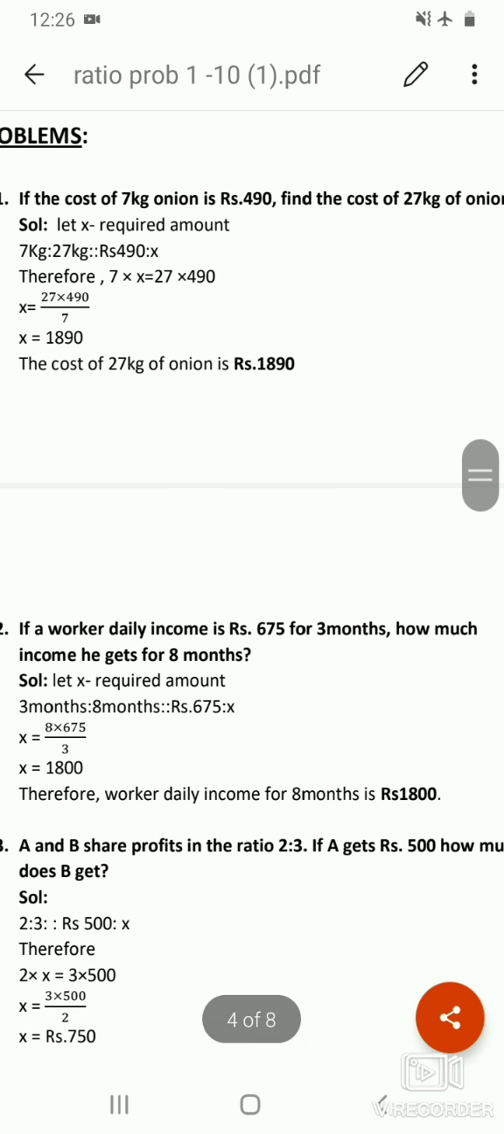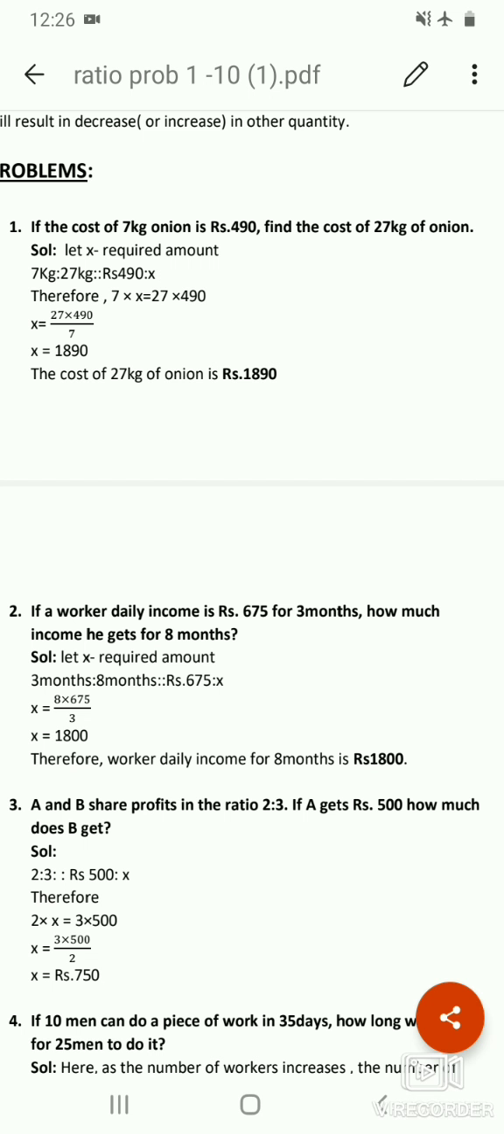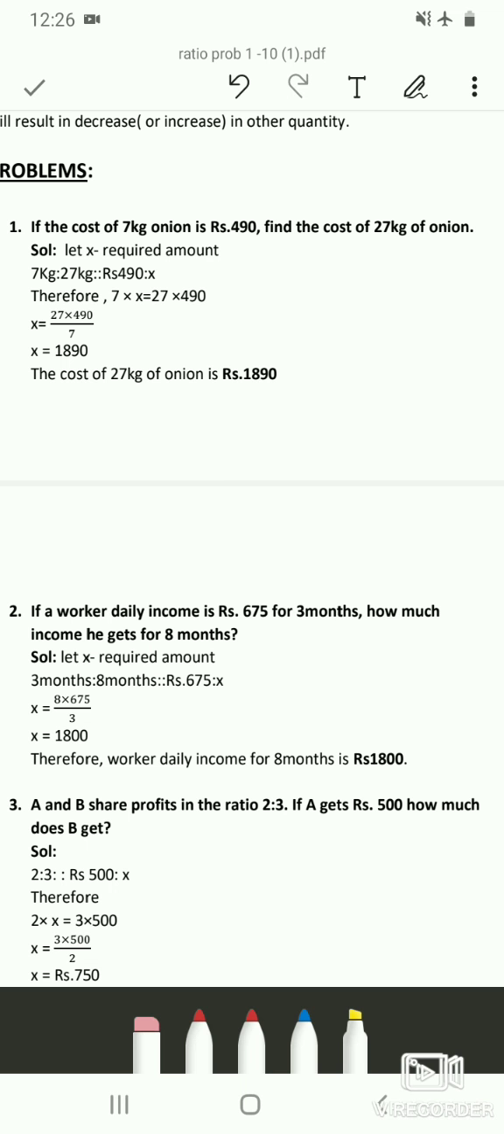kgs of onion. So here you can see this problem is an example of direct proportion. That is, as one quantity increases, the other quantity also increases. So here for 7 kg, if the cost of onion is rupees 490, then obviously for 27 kgs of onion, the cost will be more than rupees 490. So this is how you decide whether the given problem is of direct proportion or inverse proportion.